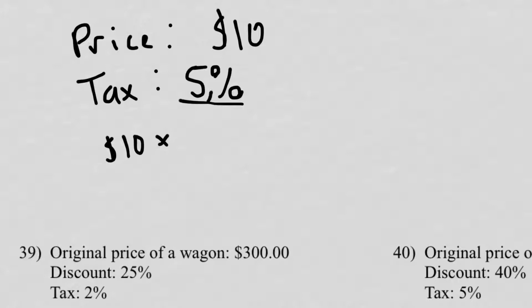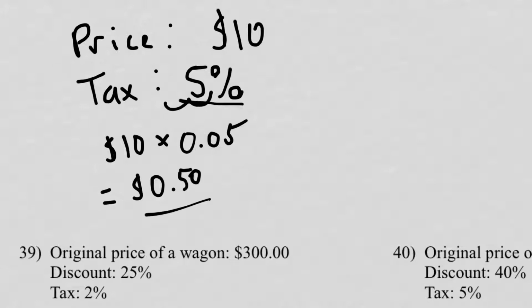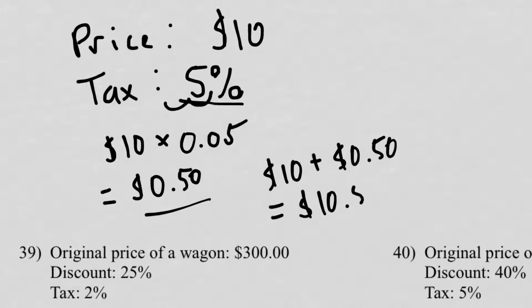So 5%, I'm dividing by 100, 0.05. And so what we should figure out is 0.50, but that's just the tax. You can't take a $10 item, add tax to it, and then pay 50 cents. That doesn't make any sense, right? So we take the original $10 that we had, we add our 50 cents to it, and the price that we would pay in that case is $10.50.